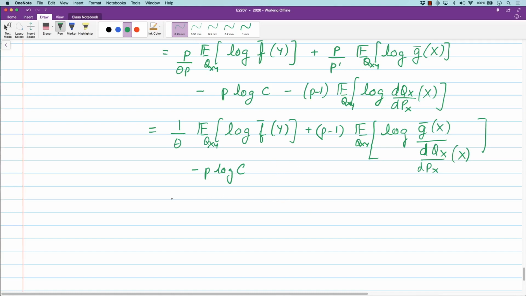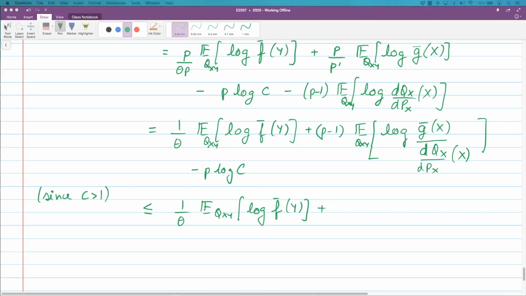And this c is greater than 1, therefore this guy is less than or equal to 0. So since c is greater than 1, we can just drop this. This is something positive we are subtracting. That part is this one, log f bar y plus p minus 1. Now let's look at this guy here.